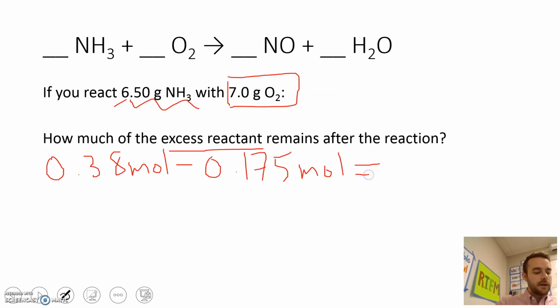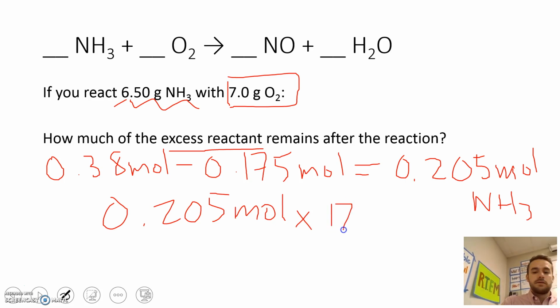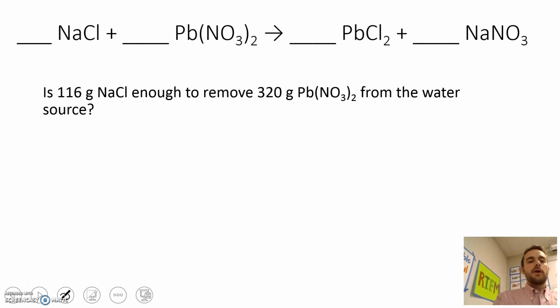When we subtract that really quickly, that's going to tell us that we had 0.205 mole of NH3 that was left over. If we convert that to grams very quickly, we're just going to multiply by 17. And that gives you 3.5 grams. That's how much excess you have. All right, for this last one, we're going to go ahead and balance this equation really quickly. We're going to put a 2, a 1, a 1, and a 2.